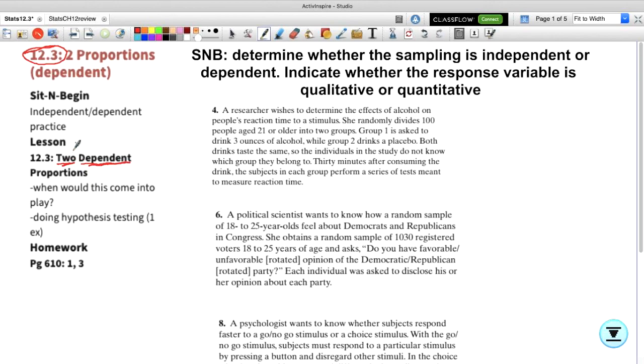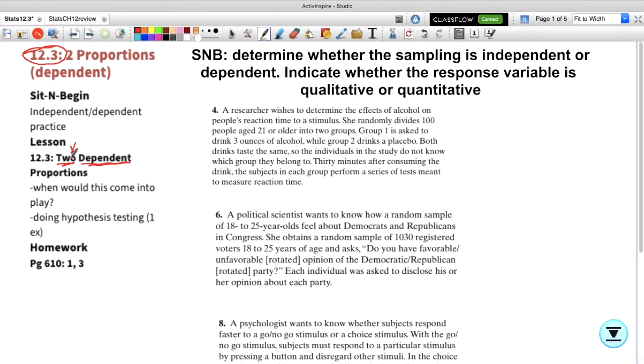Now, whenever we're doing two of something, that's generally what we did in chapter 11, right? We compared two independent proportions. We compared two means that were dependent or independent, and we compared two standard deviations, okay? So we had a lot of comparing twos in our last chapter. However, in this chapter, we haven't had that a lot.